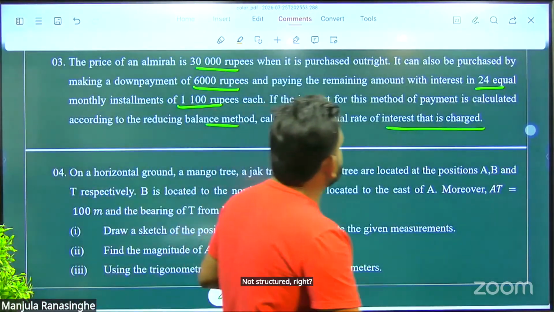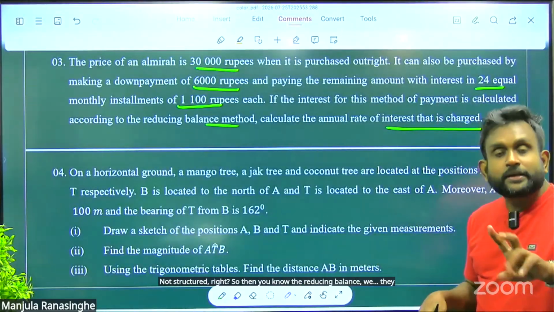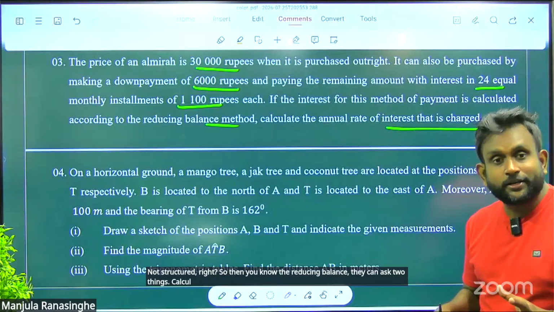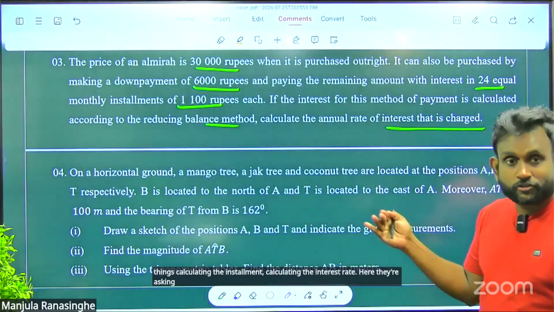So then you know the reducing balance. They can ask two things: calculating the installment, or calculating the interest rate. Here they are asking for calculating the interest rate.